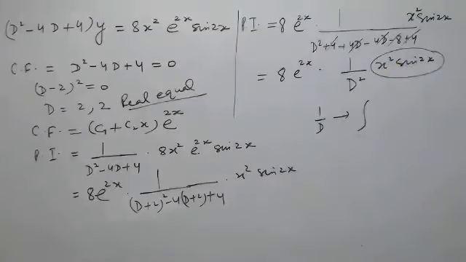Sir, why aren't we replacing d square by minus a square? Where? Why? What are you saying? Sir, why aren't we replacing d square by minus a square? Because x square is also there, na? Sine ax is not alone.